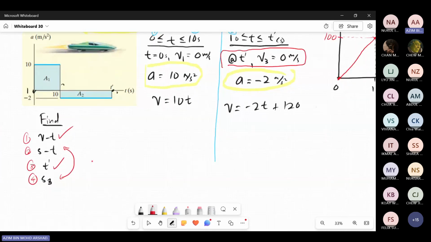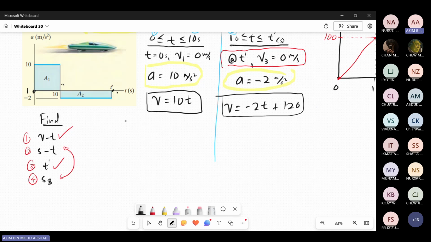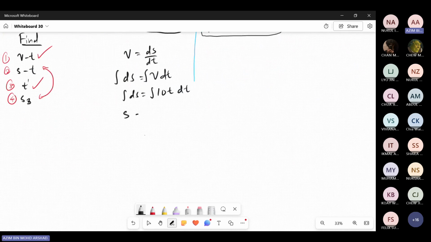Now to find, now we have this expression here, v. So we know that from vt to become st, we need to integrate one more time. So we start with v equals ds/dt. So ds equals v dt. If we bring this dt up to the left and we integrate one side, we need to integrate both. So this is 10t dt. Okay, and we'll get s equals 10t squared over 2 plus c, and this can be 5. So s equals 5t squared plus c.